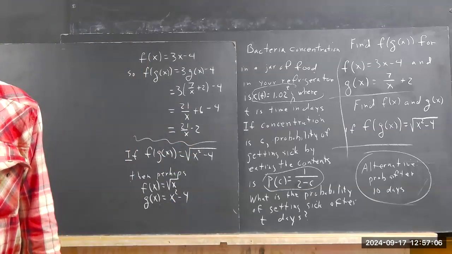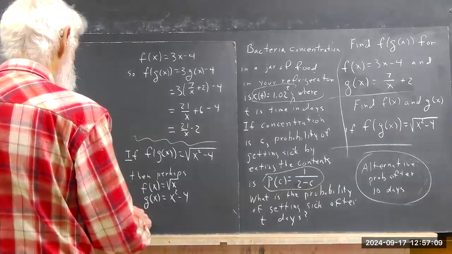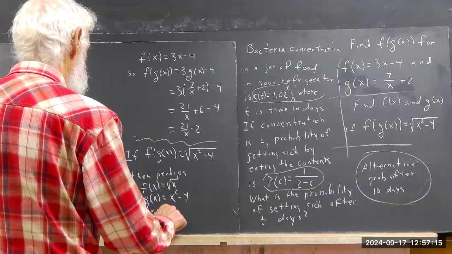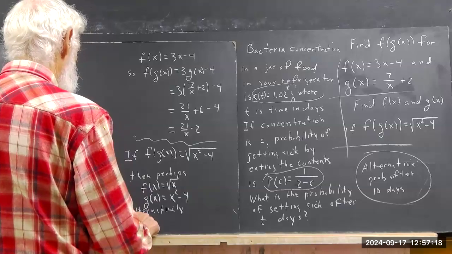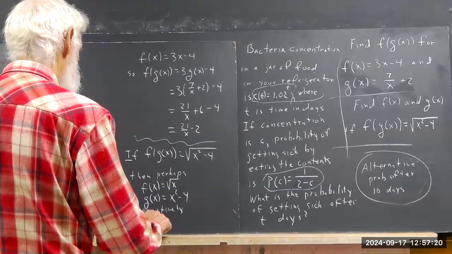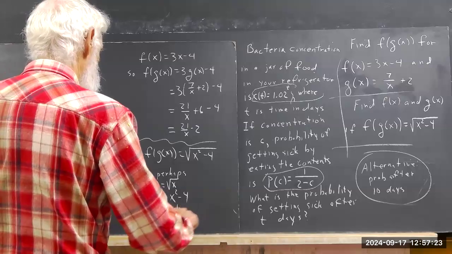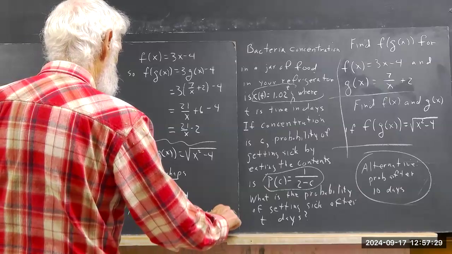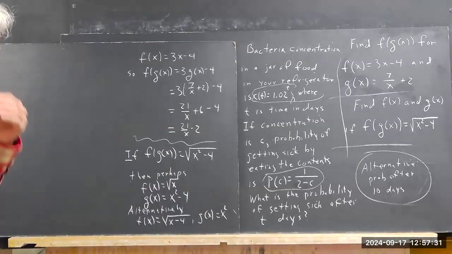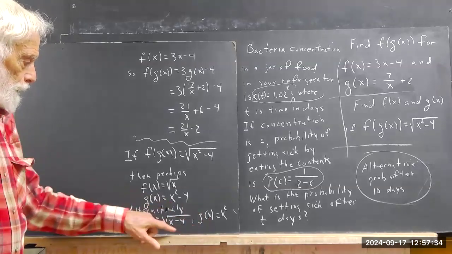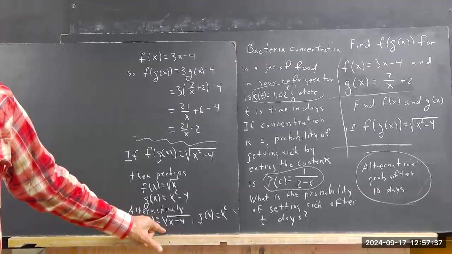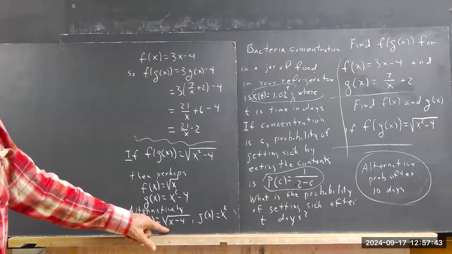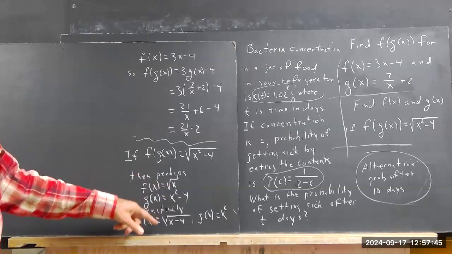Okay. Now you could also let f of x equal the square root of x minus 4, and g of x equals x squared. That works just as well because if you replace x by g of x, you're going to get the x squared minus 4 under the radical. I don't think anybody saw it like this, but it's equally valid. Could go either way.